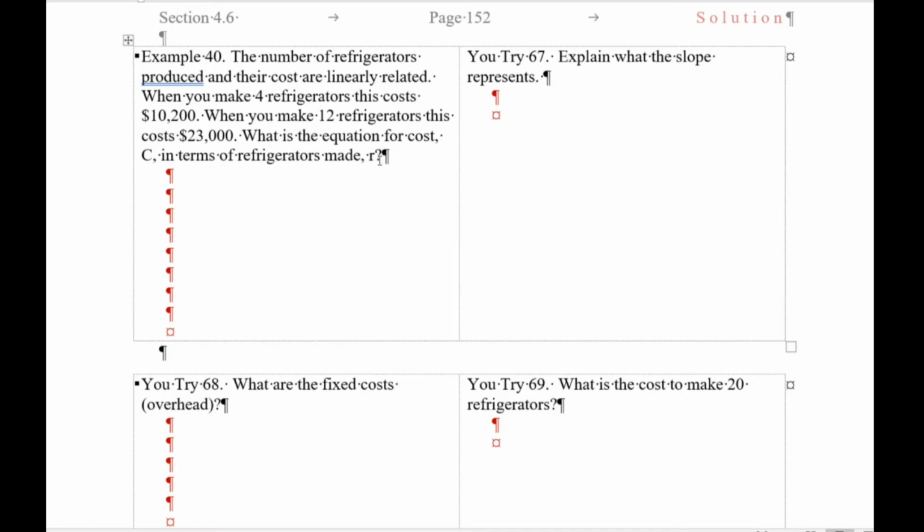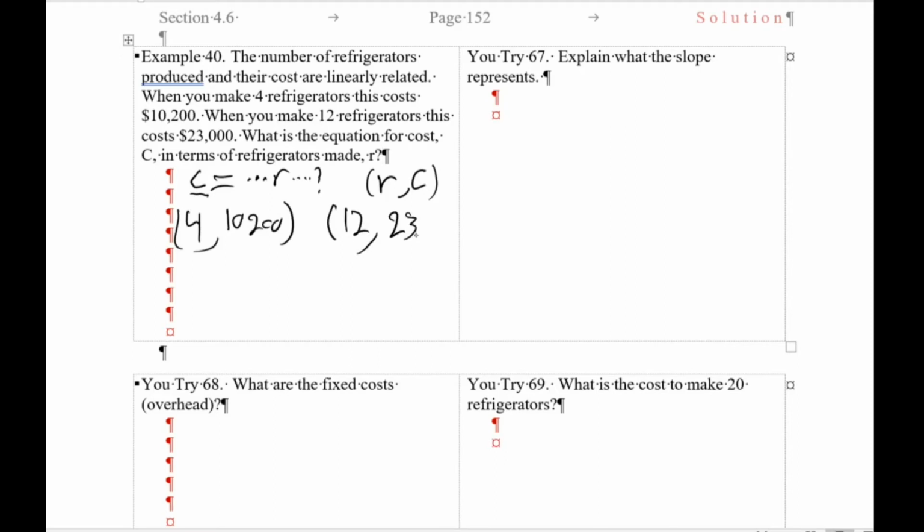Well, the phrase write this for cost in terms of R means we need to have C equals something to do with R, which means my second coordinate is solved for, so C has to be my second coordinate. And my first coordinate will be R. So when we make 4 refrigerators, how much will that cost? 10,200. Notice here we leave off the comma so it doesn't confuse us with the comma separating my coordinates. And when I make 12 refrigerators, that would cost 23,000.